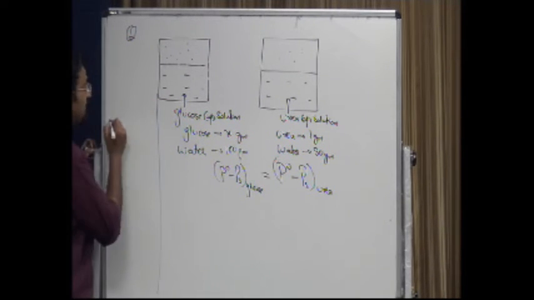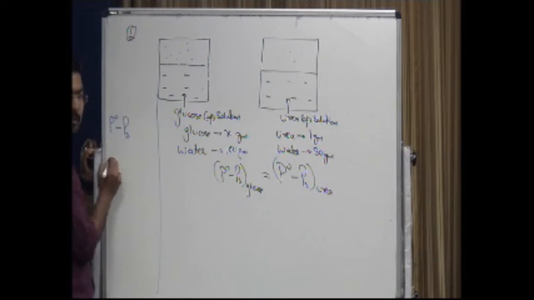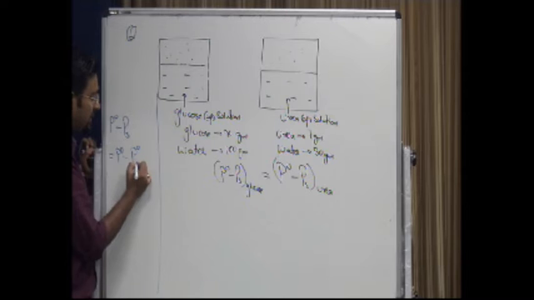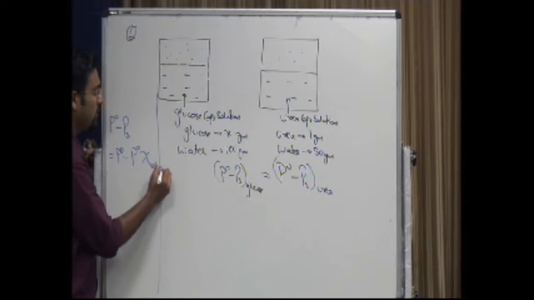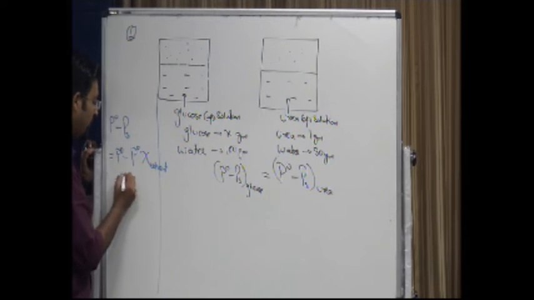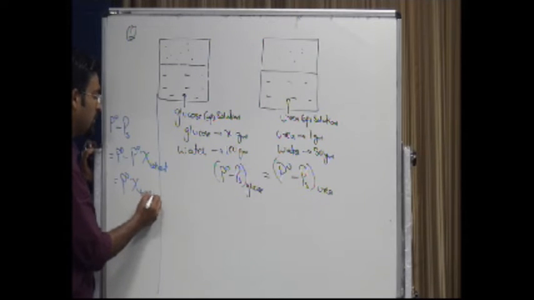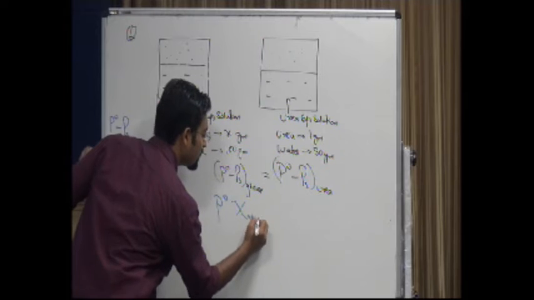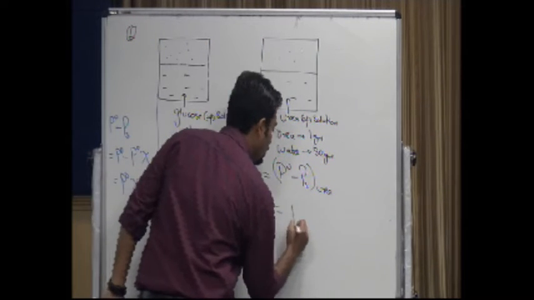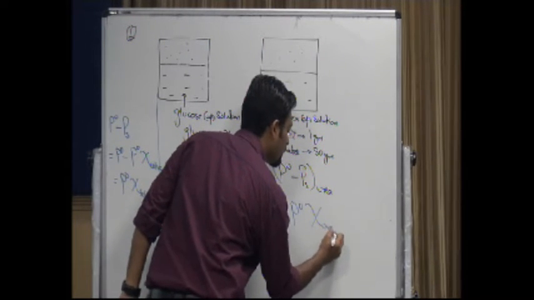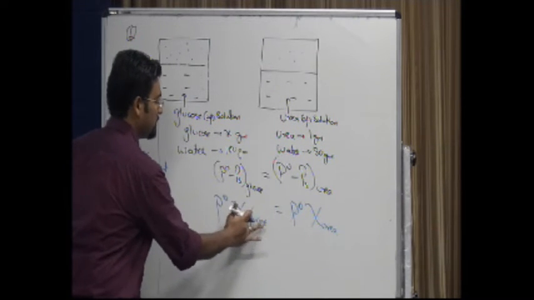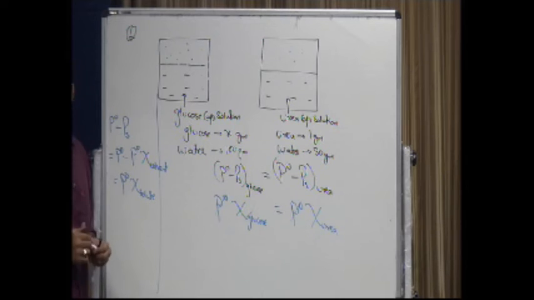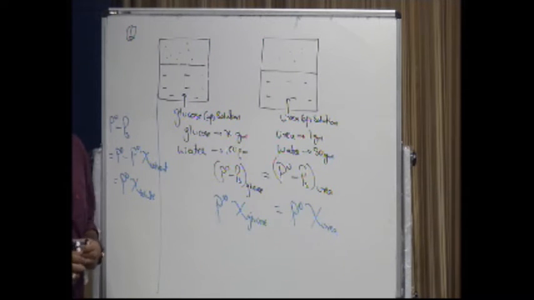What is P naught minus PS? It's the lowering of vapor pressure. If I just apply the formula, PS can be written as P naught into mole fraction of solvent. So it will become P naught into mole fraction of solute. So this will be P naught into mole fraction of glucose, and this will be equal to P naught into mole fraction of urea. So P naught will cancel out. So mole fraction of glucose and mole fraction of urea should be the same.